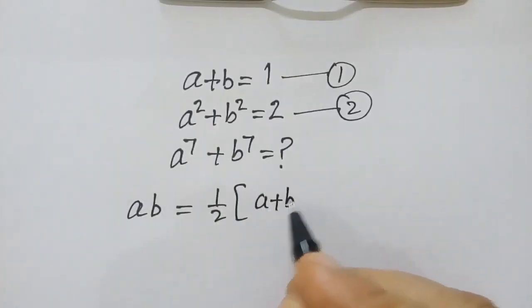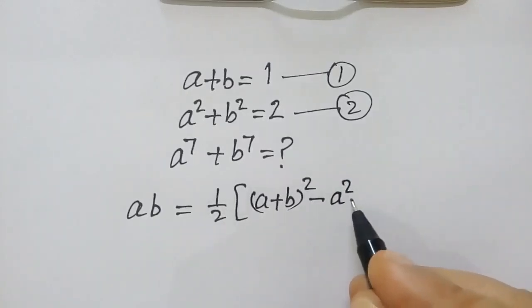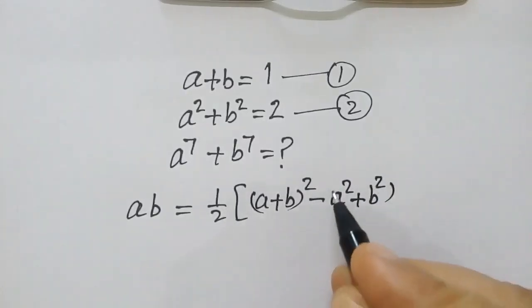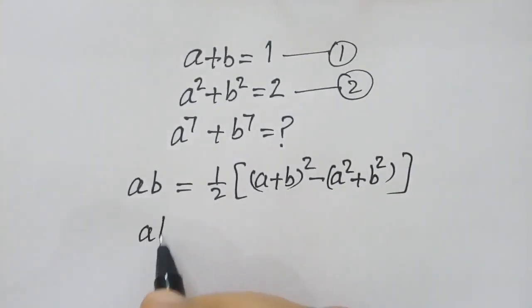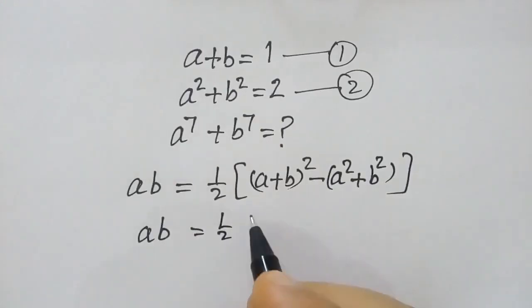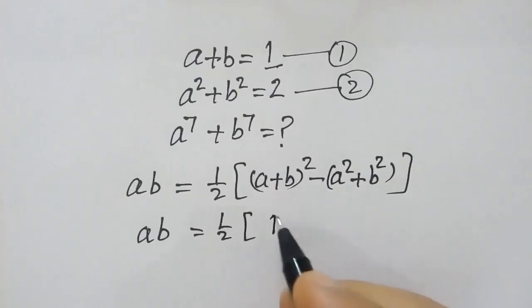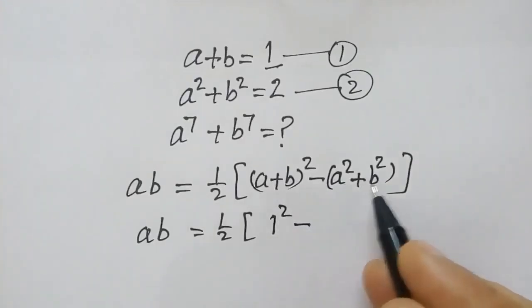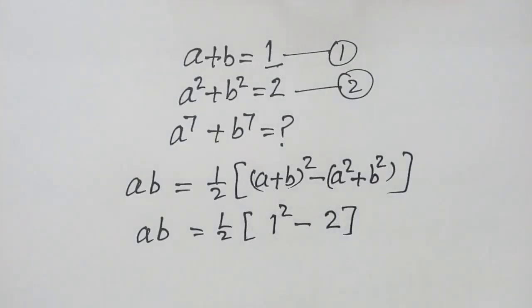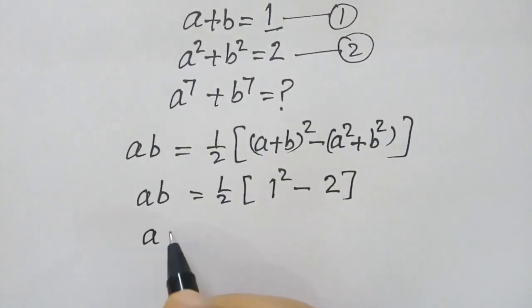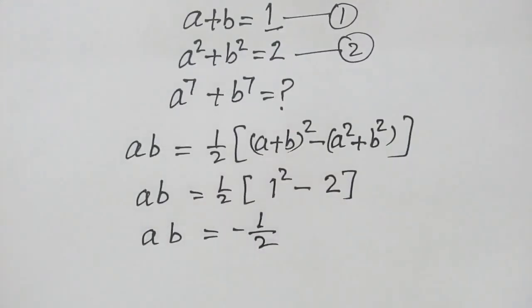(a plus b) whole square minus (a square plus b square). So ab is equal to half, (a plus b is 1) square minus (a square plus b square is 2). So ab will be equal to minus half.